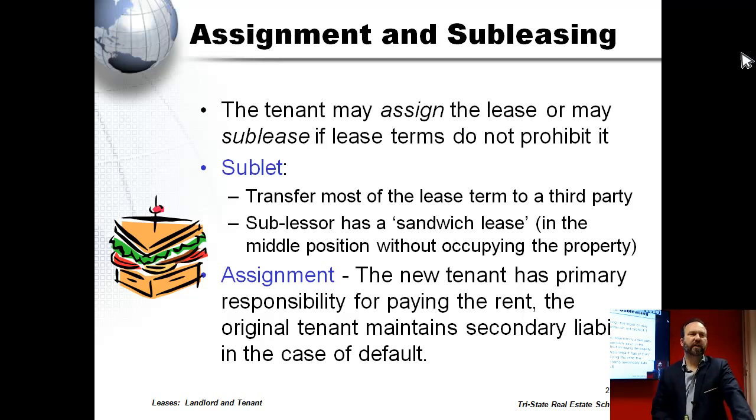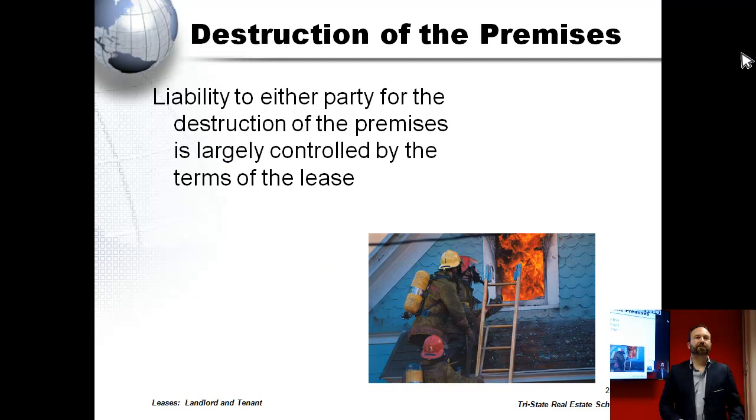If you were to sublet, that's the transfer of most of the lease to a third party. You're transferring the leased premises to a third party. The sublessor has a sandwich lease, which means they're the middle person. Or if they assign the contract to a new tenant, the new tenant has the primary responsibility for paying the rent. The original tenant maintains secondary liability in case of default. Again, we've got to read what we want. If we're going to allow them to assign the lease to somebody, or to sublet the lease, it's going to determine who we can chase, who has first liability, second liability, who's relieved of liability, things like that.